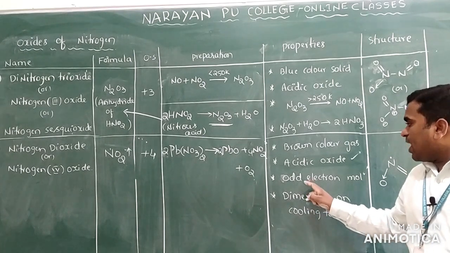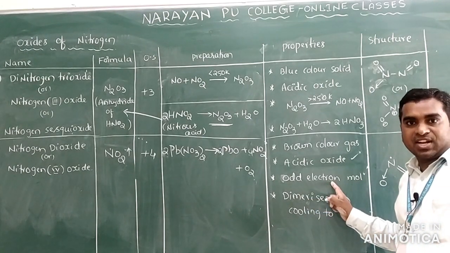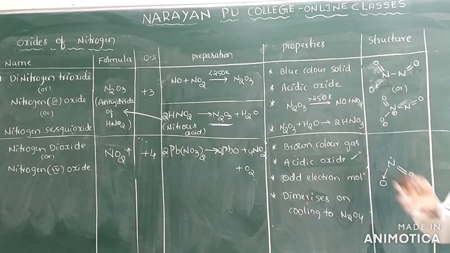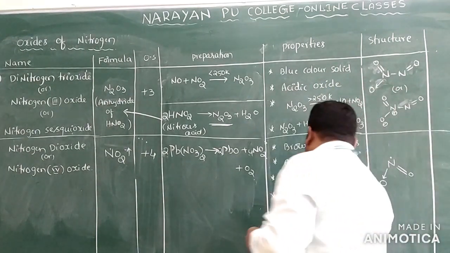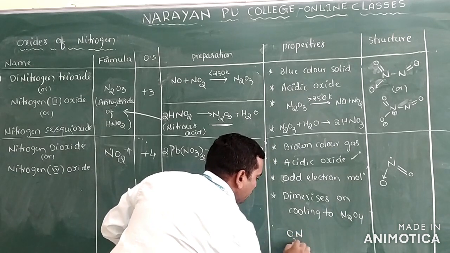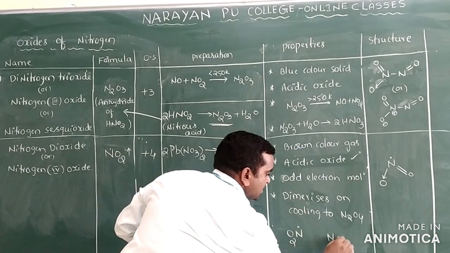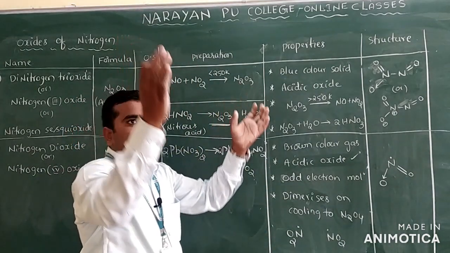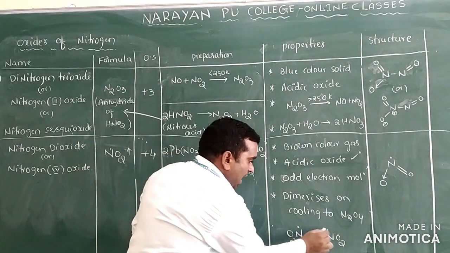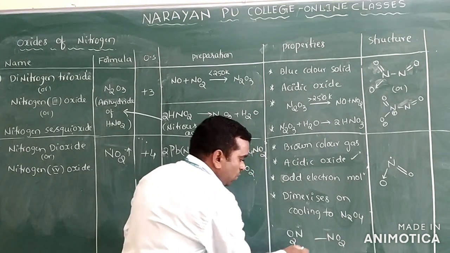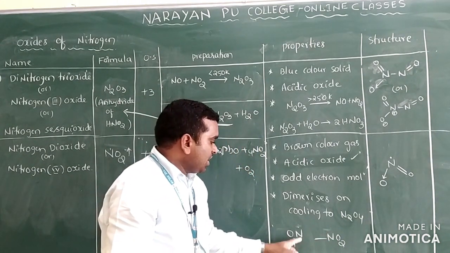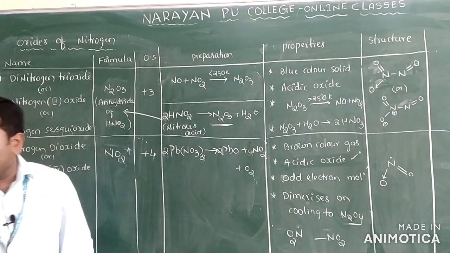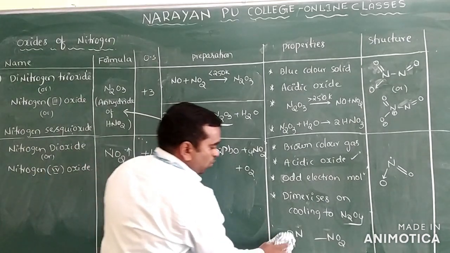And now it is an odd electron molecule in which state? Gaseous state. Clear? But in the solid state, if you decrease the temperature, then NO2 and NO2 molecules come together. This is an NO2 molecule having one unpaired electron, and this is also an NO2 molecule having one unpaired electron. If you are cooling the temperature, the molecules will come close to each other, then one electron and one electron are shared and make one bond. That is dimerization. On cooling down it dimerizes, so N2O4 you will get.